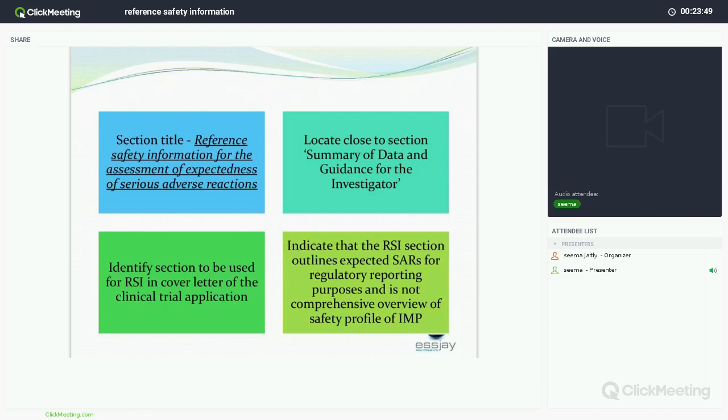So a little bit of guidance here on titles and locations. Here there's an example of a section title. You can see here italicized and underlined, and that can be used for your reference safety information. Normally it's located close to your summary of data and guidance for the investigator because it's easy then to find. And you need to identify the section to be used for reference safety information in the cover letter of your clinical trial application, and you should indicate that that is going to be used to assess expectedness and that it does not provide a comprehensive overview of the safety profile of the IMP. So it really is providing you with the events or the reactions that you would use to say that this is expected with my IMP.